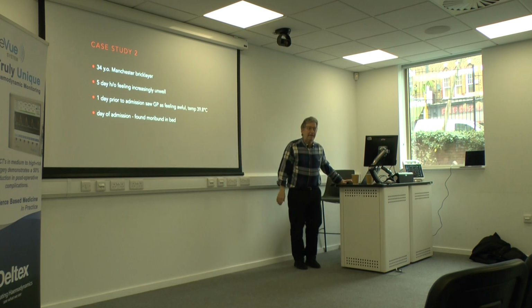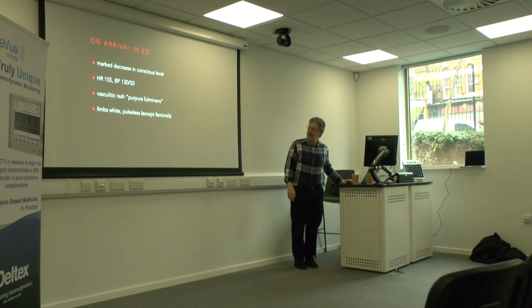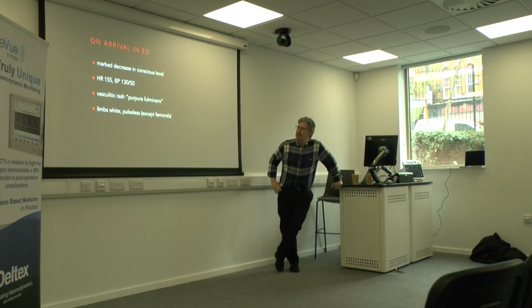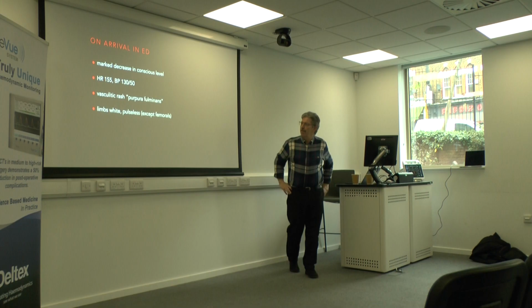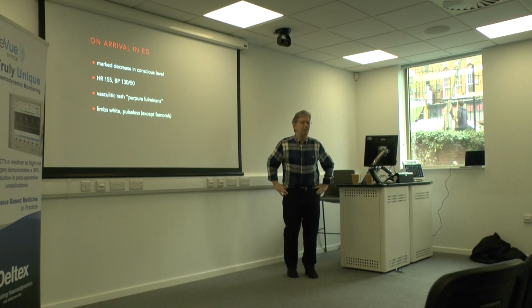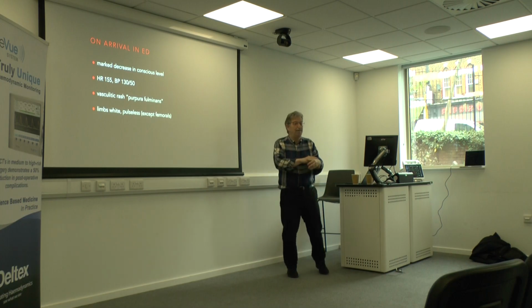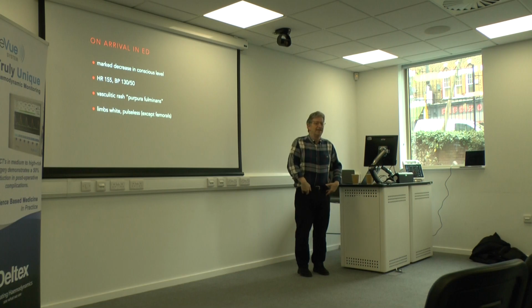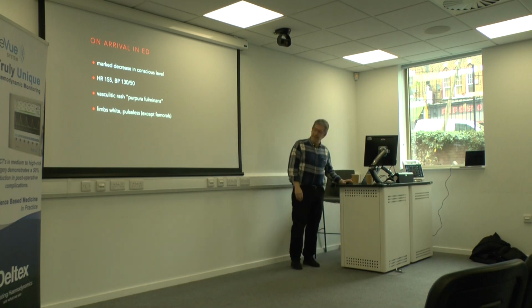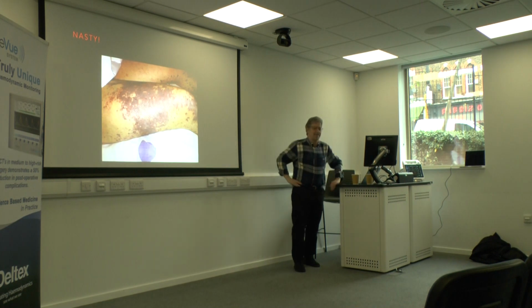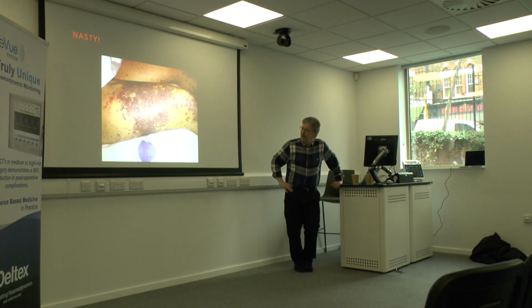So he came to the hospital. When he arrived in the emergency department, he had a low GCS, tachycardic at 155, blood pressure 130 over 50. He had a purpura fulminans type rash, and his limbs were like marble. They were white, pulseless. He could feel femoral pulses, but nothing below, and the same in the arms. I think this is a picture of him, after he got resuscitated, so he was a bit pinker there.